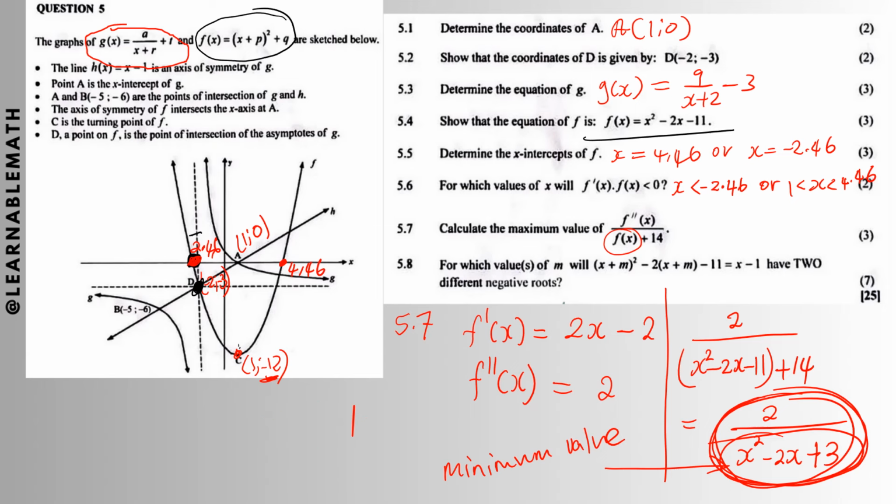So we go with that idea: the minimum value of f of x, which was minus 12, we have now added 14. We are shifting the graph by 14 units upward. So the minimum is now at positive 2 under there. So we have 2 over 2. So the maximum value of that will just be 2 over 2, which is equal to 1.